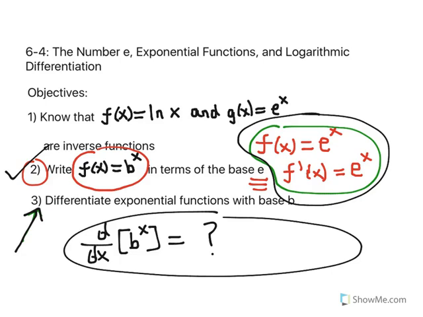Today we reviewed that the natural logarithmic function and the natural exponential function are inverses of each other. And we learned a new differentiation rule for finding the derivative of an exponential function with base b. We used that differentiation rule along with other things that we've learned before to look at some examples where we found derivatives of functions.